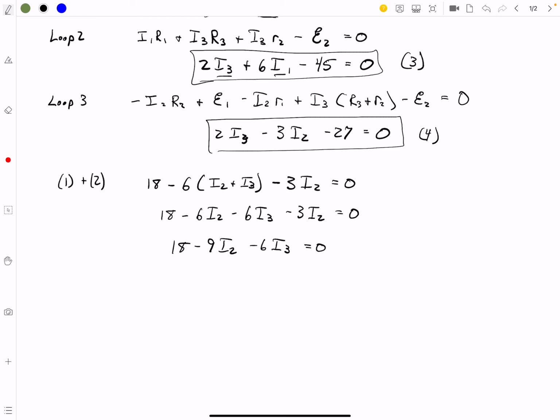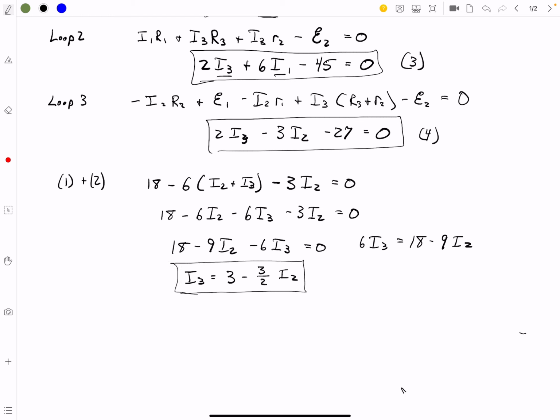We'll say that 6I3s equals 18 minus 9I2s. And so now I3 is equal to 18 divided by 6, which is 3, minus 9 over 6, which ends up being 3/2 I2. So we're there.